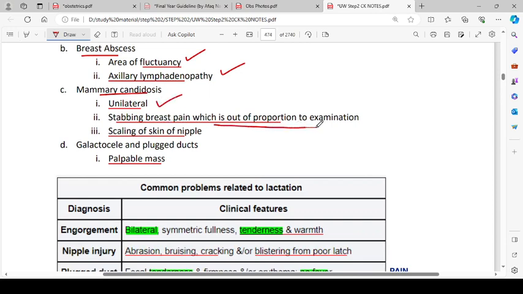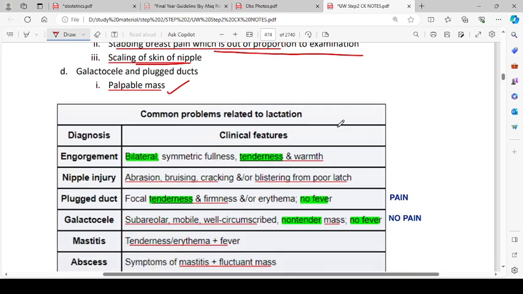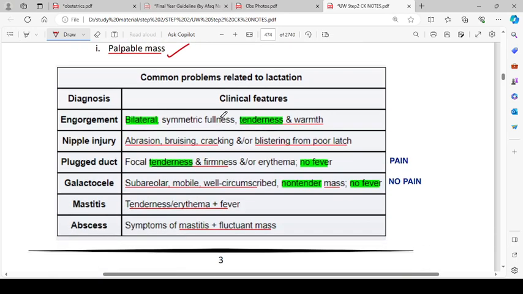Stabbing breast pain which is out of proportion to the examination and scaling of skin of nipple. Galactocele and plugged ducts, where there will be a palpable mass. What are the common problems related to lactation? Engorgement: bilateral systemic fullness, tenderness and warmth.